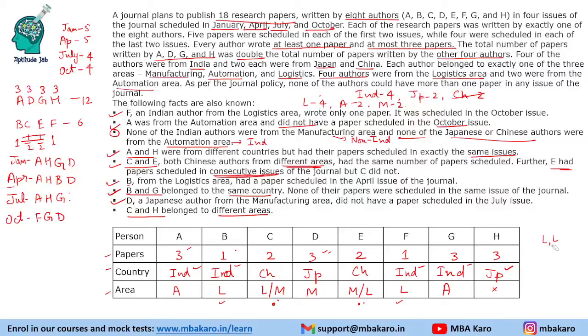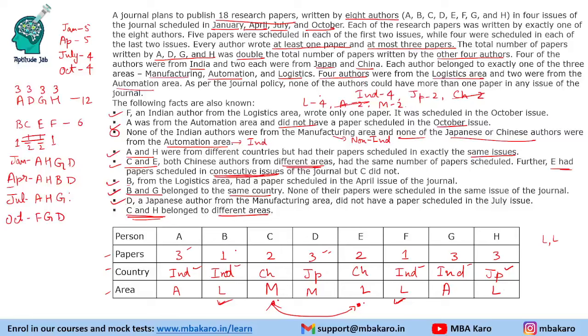We have to put one logistics person because automation both are done. Manufacturing, C or E, one of them has to be a manufacturing person, and we have to put four logistics persons. So one, two are for sure logistics persons. One of them will be one more logistics person. That will make three. So H is definitely a person from logistics area. Okay, so three people are done from logistics. Last information says C and H belong to different areas. So C will be from manufacturing and E will be from logistics area.